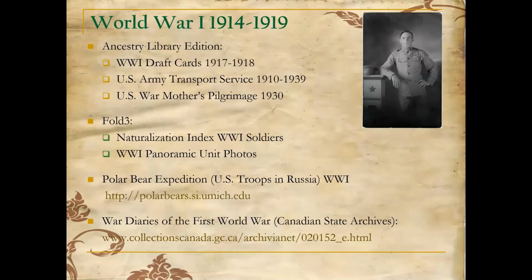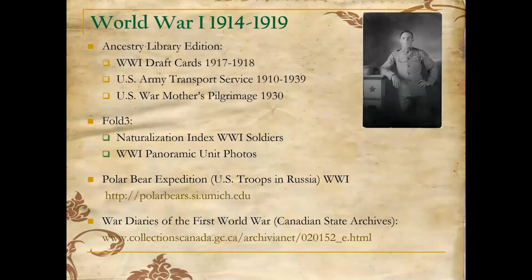Fold3 has an interesting collection of panoramic unit photos. You've seen those, the three-foot long photos of all the soldiers as they're graduating from basic training. Those are available through Fold3. If you had somebody who was not a US citizen and had served, because you could be drafted without being a citizen, if they had chosen to become an American citizen, Fold3 has an index to those naturalizations.